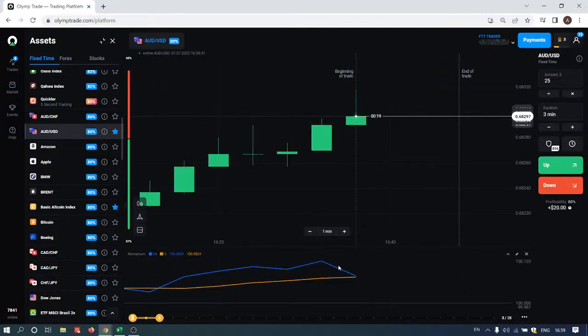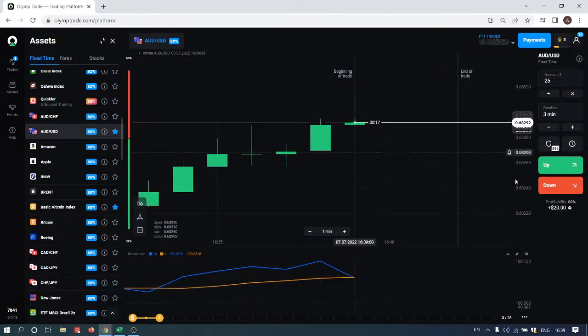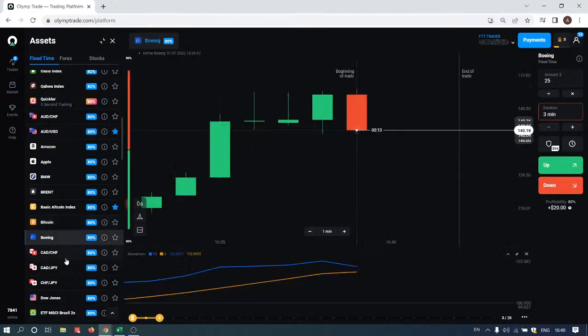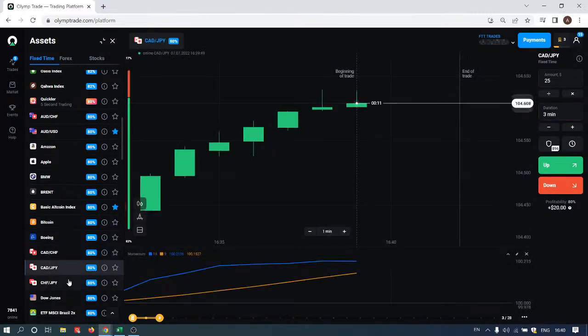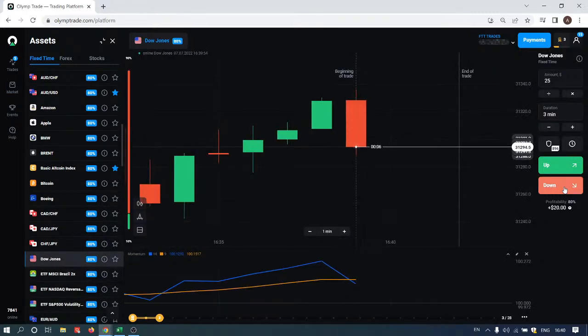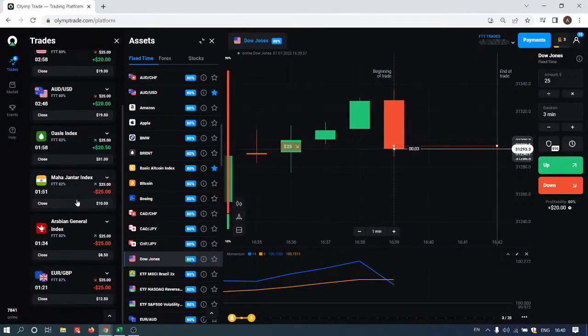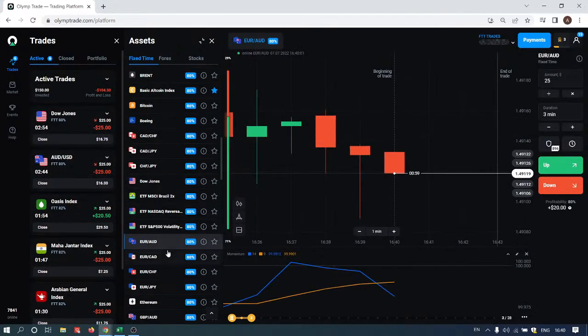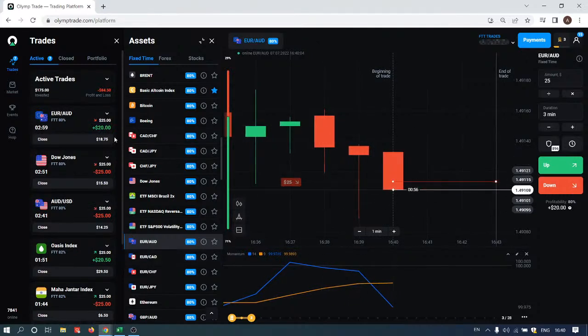So AUD USD. All right, a trade in the downwards direction. Nice. Dow Jones. Yeah, let's give it a try. So six trades, 6 simultaneous trades. All right, let me go ahead and maybe I will find one more. All right, so yeah, that's my final trade.